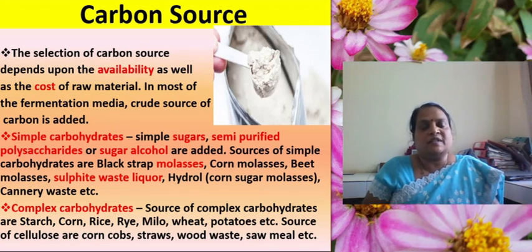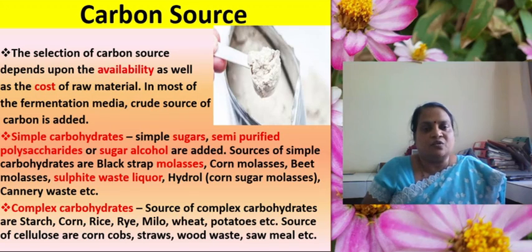So, carbon source is selected based on availability. It should be available locally, and the cost of raw material matters. Carbon sources are generally crude in nature. They can be further divided into two types: simple carbohydrates and complex carbohydrates. Simple carbohydrates, for example, are simple sugars, semi-purified polysaccharides or sugar alcohols. For example, different types of molasses: blackstrap molasses, corn molasses, beet molasses, sulfite waste liquor, cannery waste, etc.